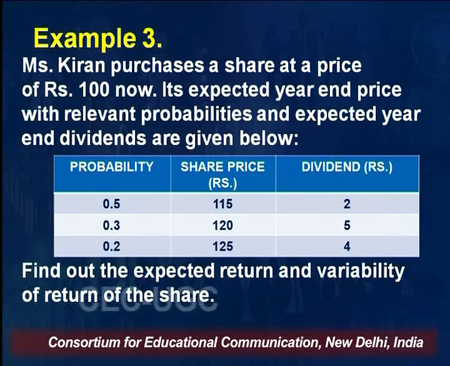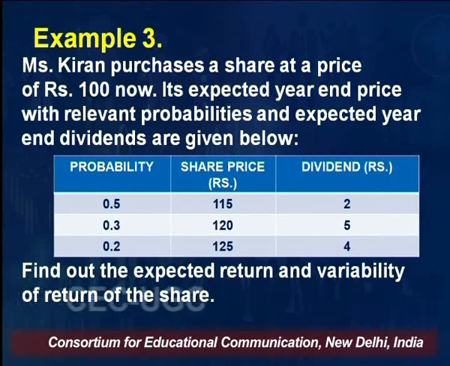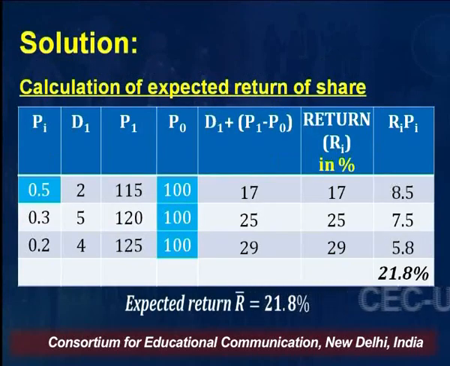And at the end of the year, there is a 50% probability that you will be getting 2 rupees dividend. There is a 30% probability you will be getting 5 rupees dividend. You, meaning Mr. Kiran. And there is a 20% probability that Mr. Kiran will get 4 rupees dividend, right? So, we have to find out the expected return and variability of the return of the share. Variability of the return means basically we have to calculate the risk, because risk is measured by variability.